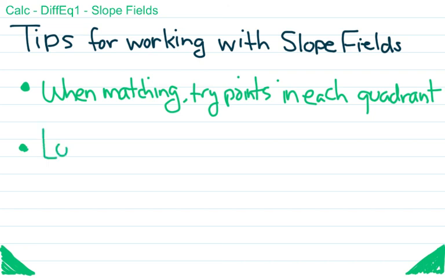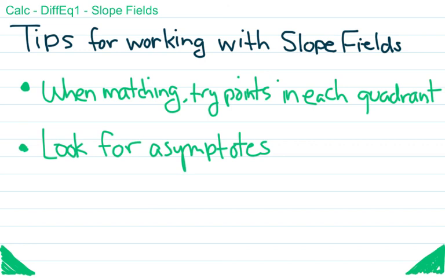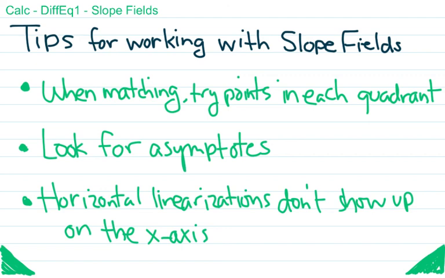Two more here. Look for asymptotes. Look for asymptotes on the graph. So sometimes you'll see a bunch of the slopes, the linearizations are flat, so that means there's an asymptote over there. And the last one is kind of like what I mentioned before. Horizontal linearizations can't be seen on a graph, specifically the x-axis on a graph. So it may be difficult to see maybe a vertical linearization on the y-axis as well.